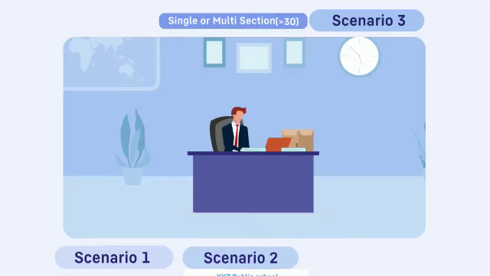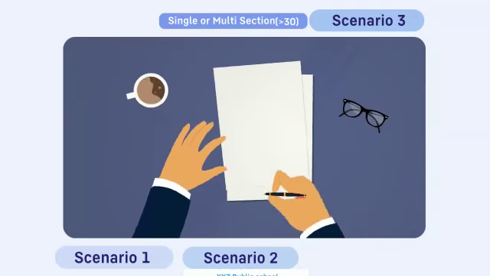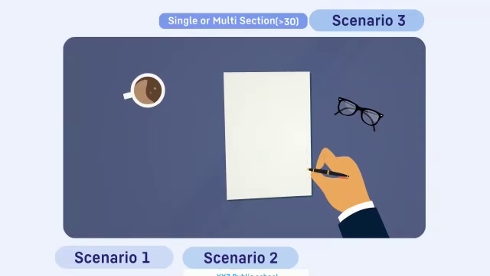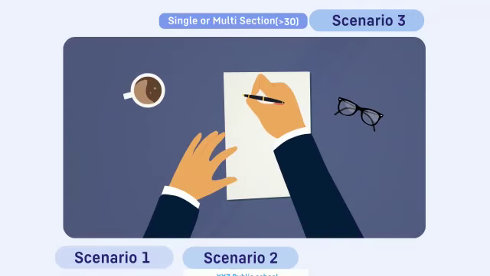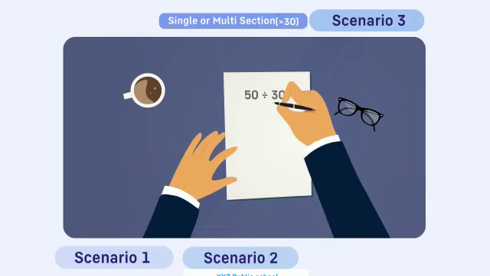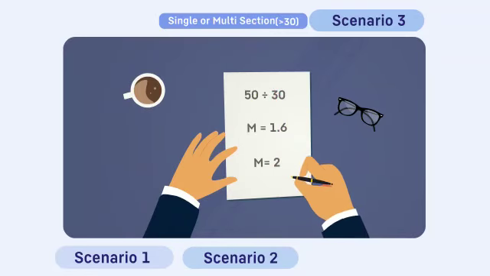In such situations, we need to calculate something called a sampling interval. Let's denote that with M. To calculate M, divide the total number of students in section by 30. So, in case of XYZ public school with 50 students in a section, divide 50 by 30 and you will get 1.6. Round off this number to the nearest integer, that is 2. So M is equal to 2.